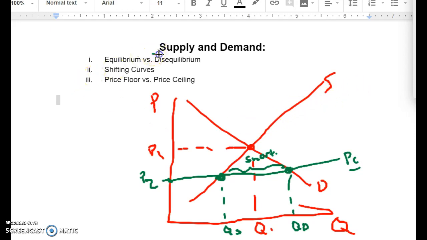All right, that's the basic gist of supply and demand. There are a few more details there, but generally, you might be asked a couple of questions about the laws of demand and supply. So make sure you know those. And then maybe a question or two about a shifting curve or a price ceiling or price floor.